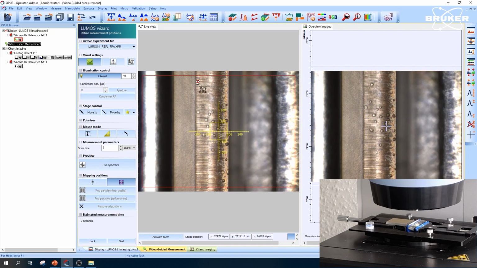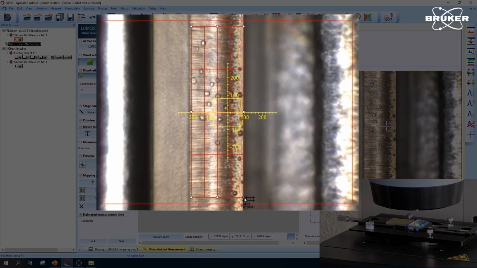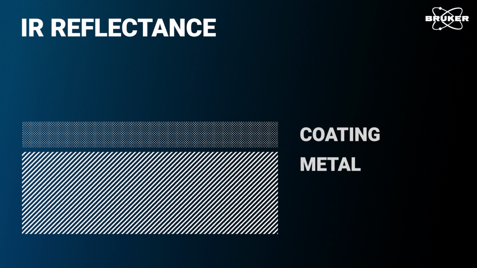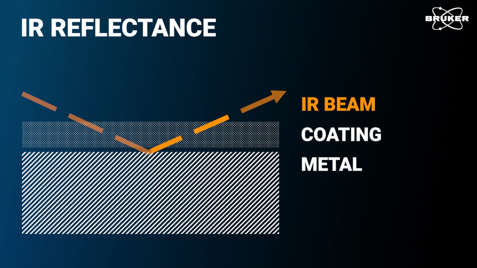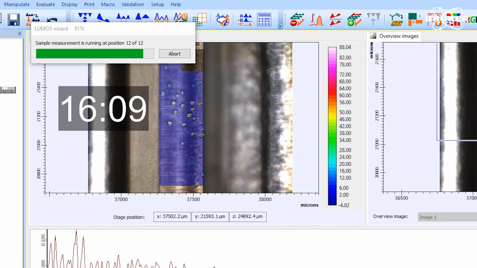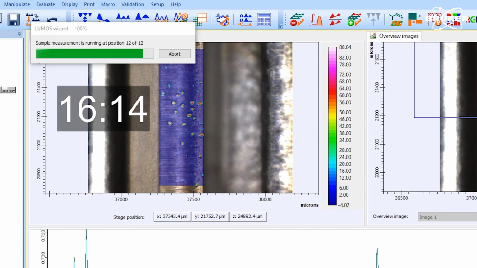We will use IR imaging and begin analysis by selecting a region of interest. Each red tile in the measurement grid captures 1024 IR spectra with a spatial resolution of 5 micrometers per pixel. During the measurement, IR light passes through the oil, reflects off the metal, and passes the oil again. By using this IR reflectance method, over 12,000 spectra are recorded in about 16 seconds.